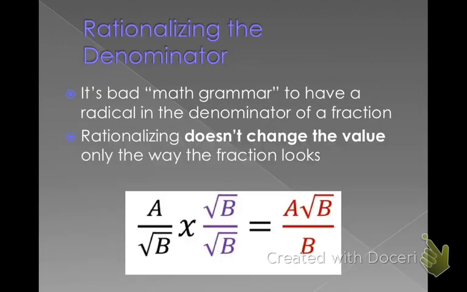Rationalizing the denominator is something we do that doesn't really change the value of anything. It's just bad math grammar to have a square root in the denominator. What we do is we multiply it by a special version of 1, so a fraction over itself, and we form that fraction by taking whatever square root or whatever radical was in the denominator, dividing it by itself, multiplying, and then simplifying. And you'll always get this same pattern here. Sometimes A and B reduce, so just be careful of that.